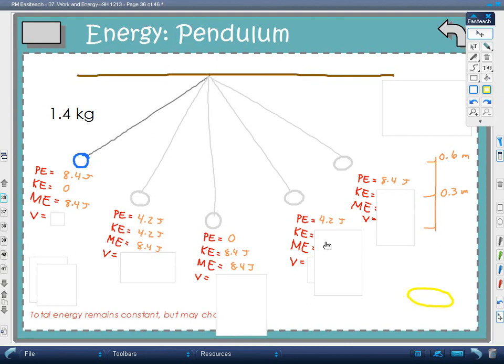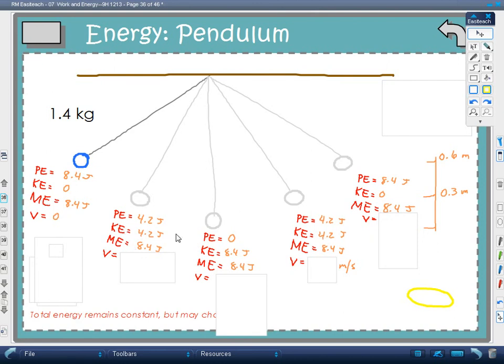Again, here, this position matches the other one. Over here, this position matches the beginning. In the beginning, the velocity is 0. But how do I get the velocity here?